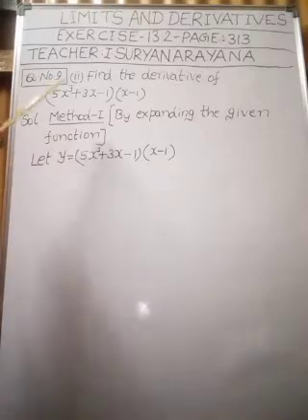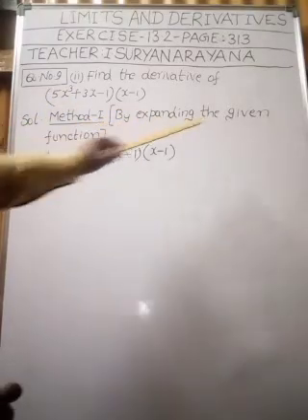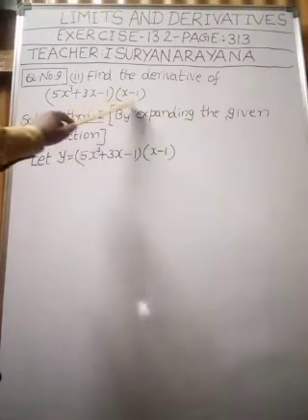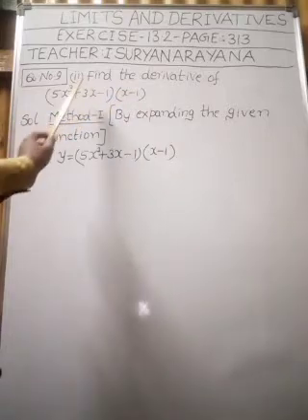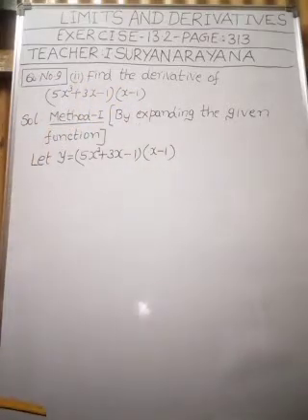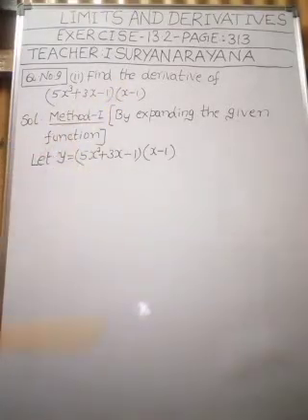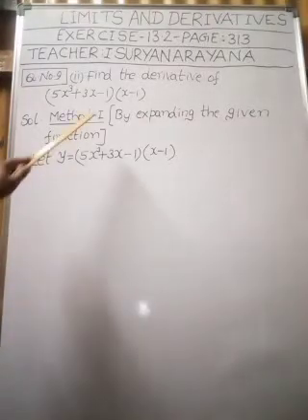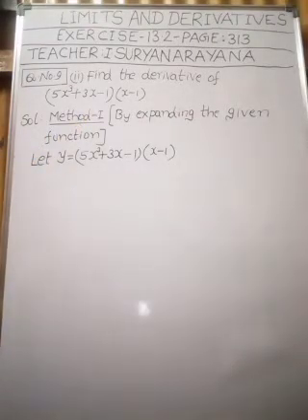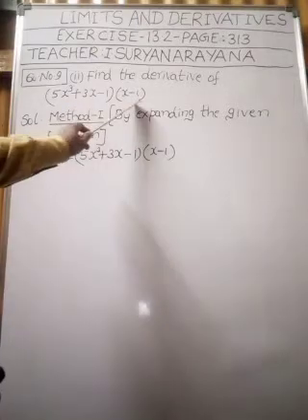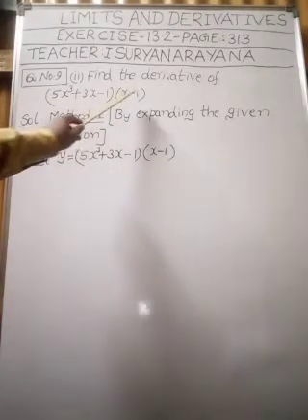Okay, my children. First method, by expanding the given function, because it is a product of two polynomials. By using our previous knowledge of how to find the product of two polynomials, we make this entire polynomial as a single polynomial. First that method I will explain. And there is another method by using the uv rule. This is u and this is v.